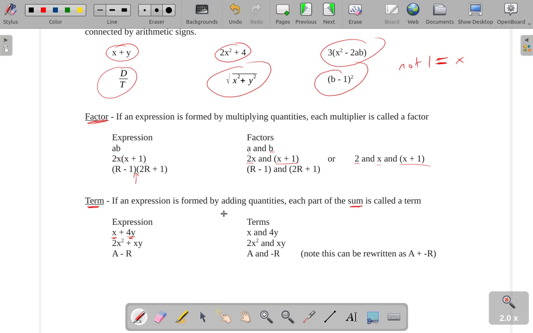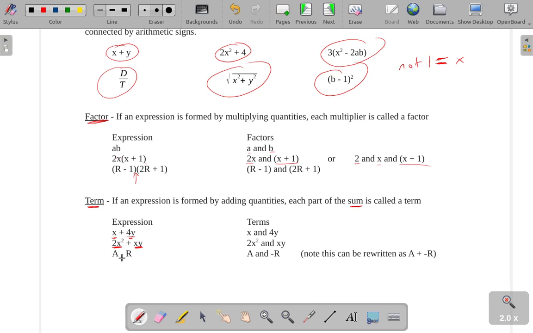Now, you could drill into this and call 4 a factor of the second term here. So you could talk about that, but 4 is not a term by itself. 2x squared is the first term, and xy is the second term here. Again, 2 is not a term within this expression. 2 is a factor within the first term, sure, but it's not a term by itself.